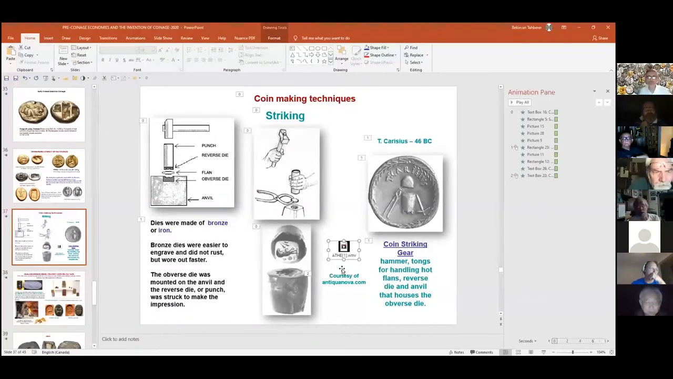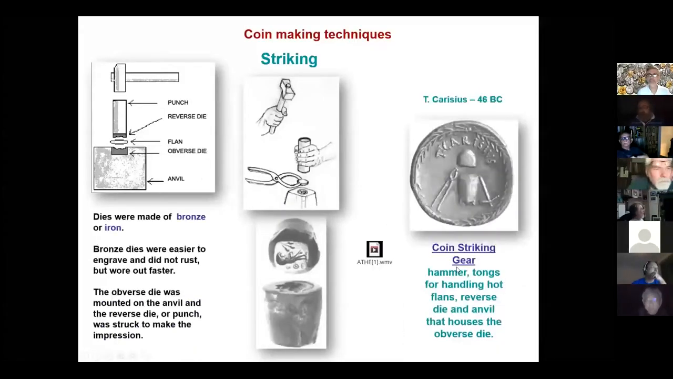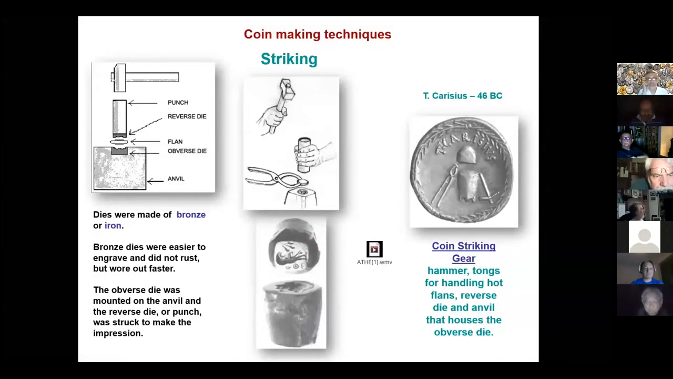I'll just continue. But if you go to antiquanoa.com, you can see this video. And in the next presentation, we have a similar video that shows an experimental strike of ancient coins. Again, it was not a very difficult process, but it took a lot of expertise to strike coins. And here is a coin from the Roman Republican time that shows the coin striking apparatus. So it was a well-known process by certain experts, but not people walking out in the street.